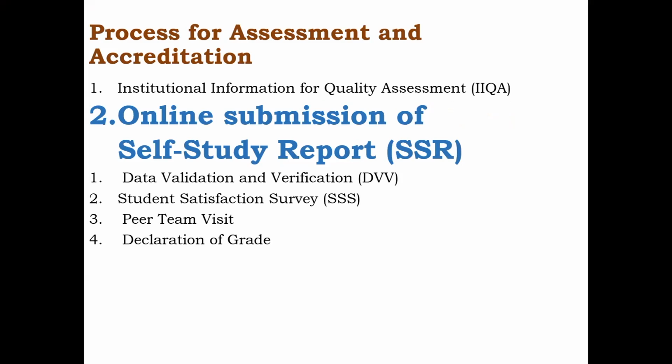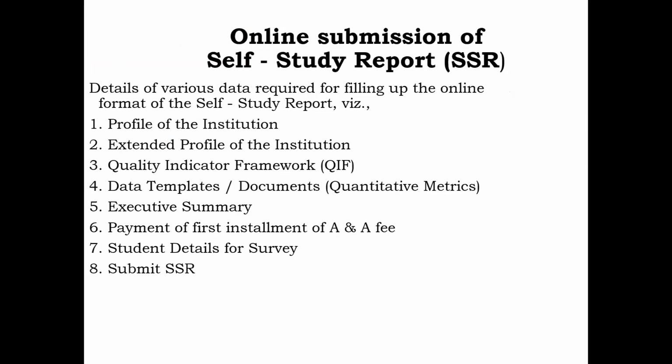So the second important step after IIQA, which is the first step, is the online submission of your self-study report. This online submission of the self-study report comprises these important parts: the profile of the institution, extended profile, QIF, that is the Quality Indicator Framework, data templates, documents, executive summary, payment of the first installment, student details for survey, and submit SSR. I will cover each and every point of this in detail, what exactly we mean by these terminologies.